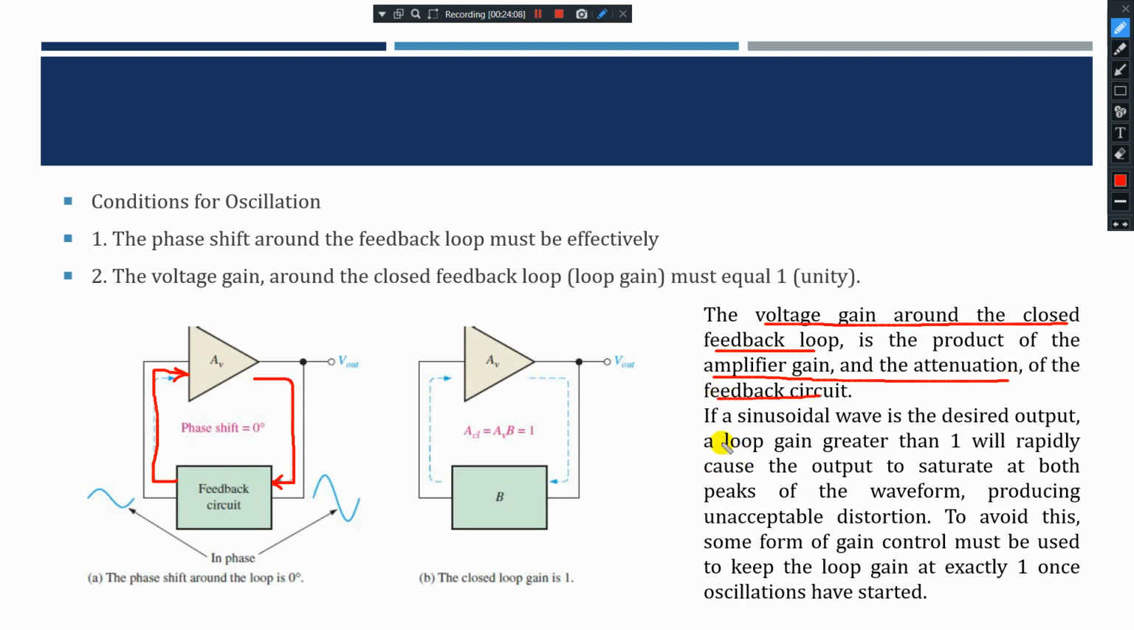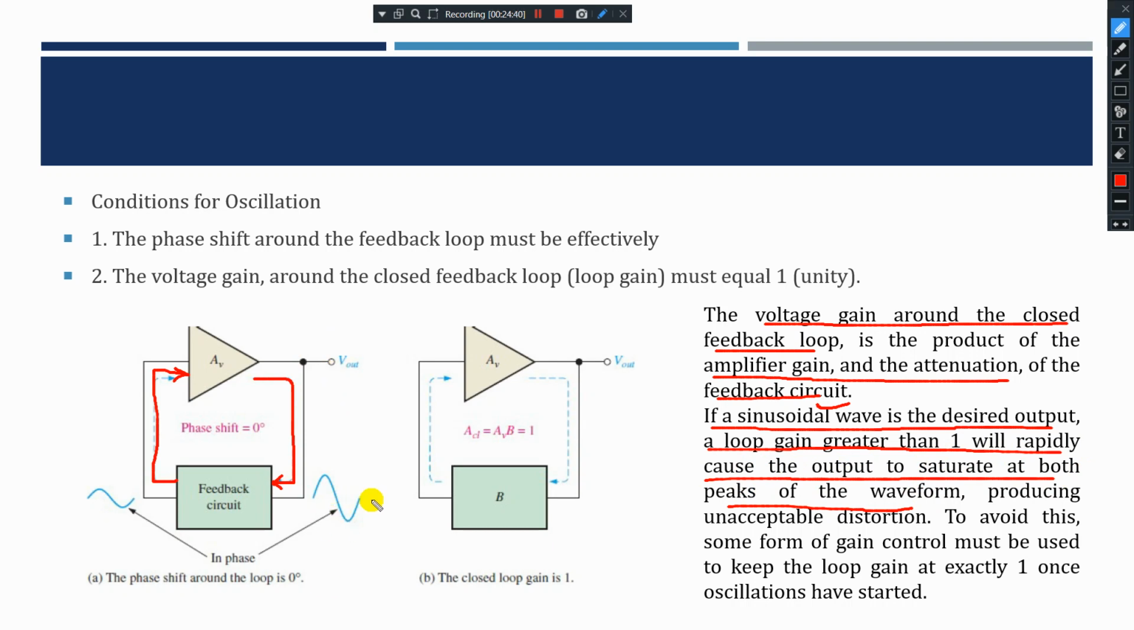Okay, next, if a sinusoidal wave is the desired output, a loop gain greater than 1 will rapidly cause the output to saturate at both peaks of the waveform. If you observe here, it should be equal to 1. If it is greater than 1, then it will cause the output to saturate at both peaks of the waveform. Then your output will be distorted. You will not get the proper output.